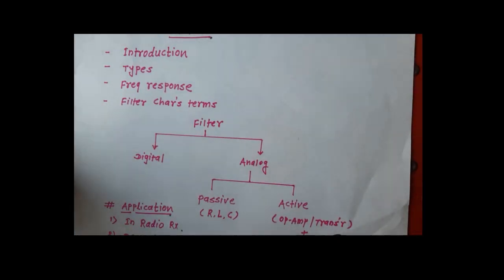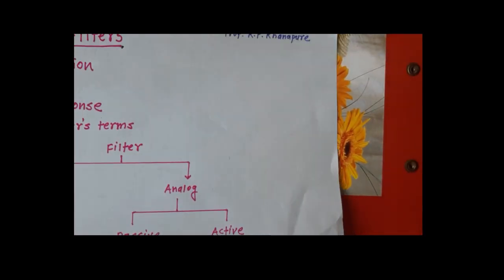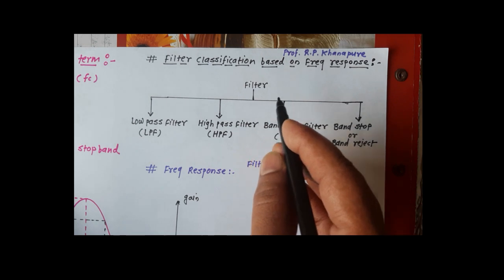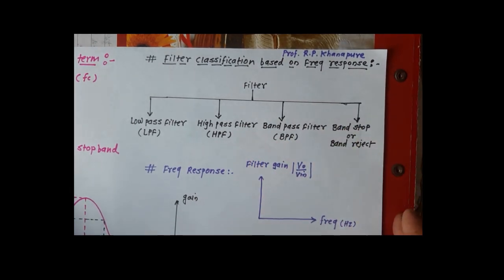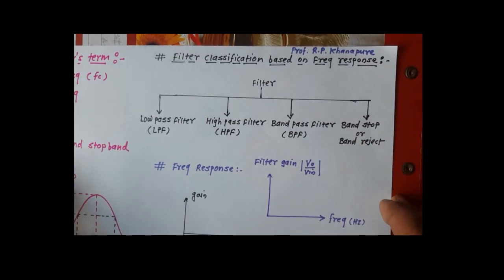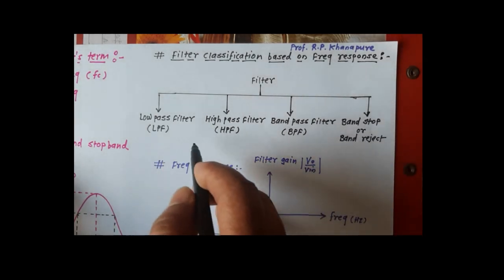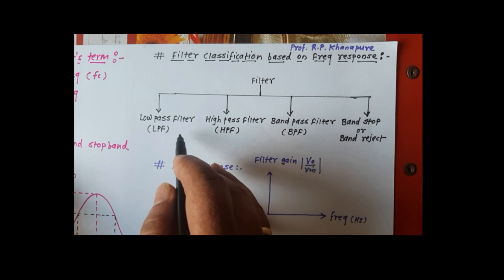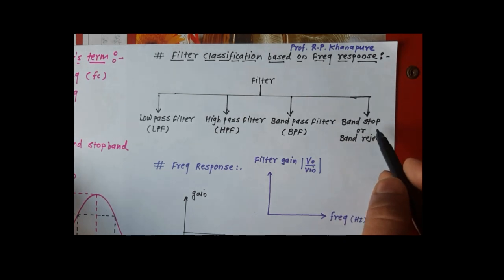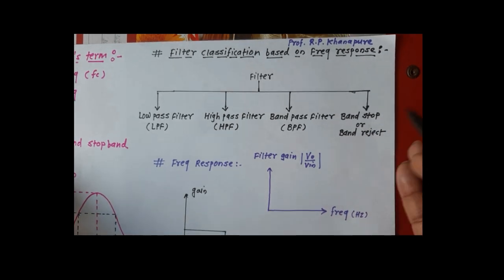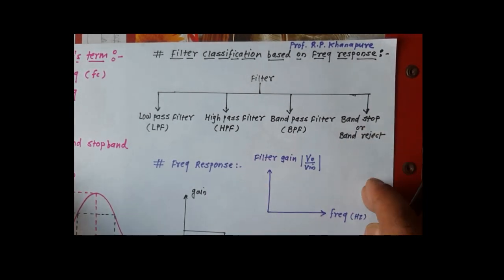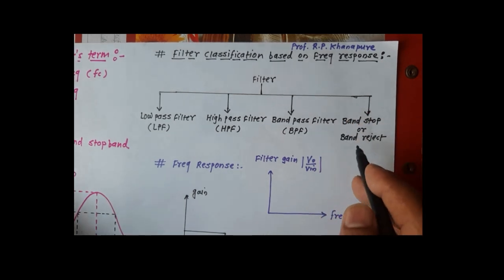Next is the filter classification based on frequency response. These are the classifications. Number one is the low pass filter, also called LPF. High pass filter, that is HPF. Band pass filter, BPF. Band stop or band reject filter, and one filter which is not mentioned here, called the all pass filter. These are the types of filters based on frequency response.